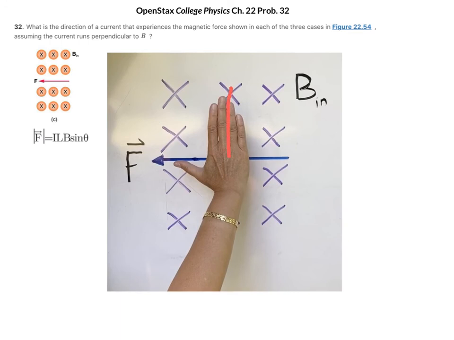So this is the direction of the current. So then when we bend the fingers, they go in the direction of the magnetic field, which is into this board, and the thumb goes to the left in the direction of the force.